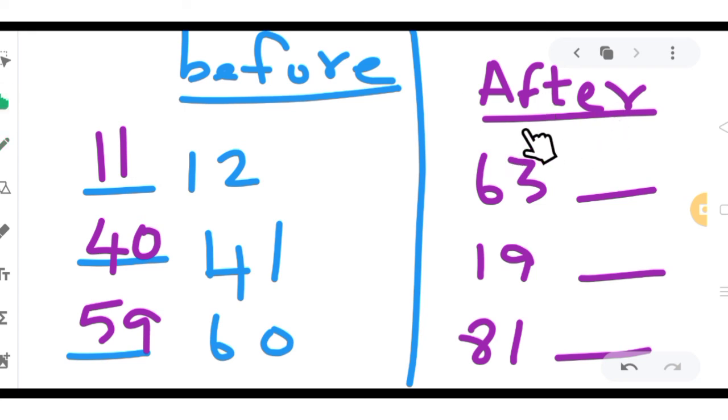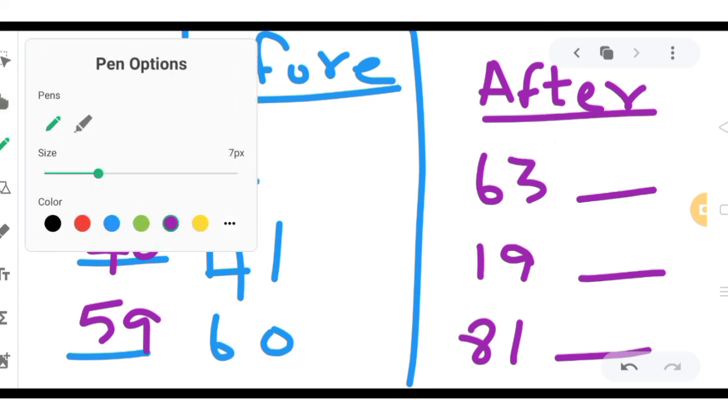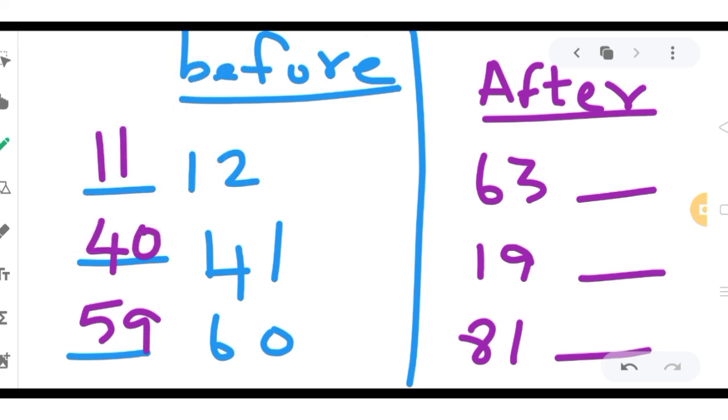Okay, see the next one. Next we are going to write the after number. Okay, let's write now. What number comes after 63? 64. After 19? 20. After 81? 82.